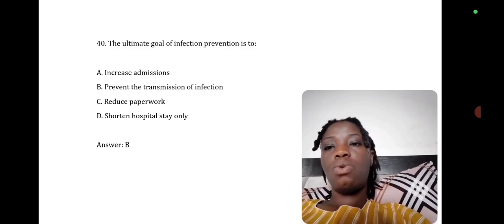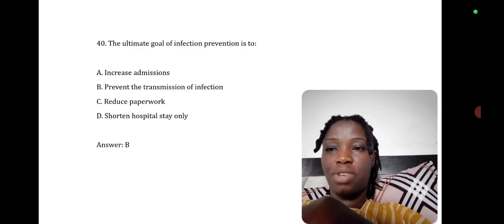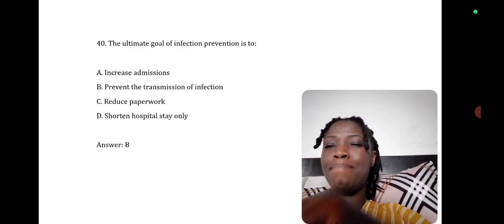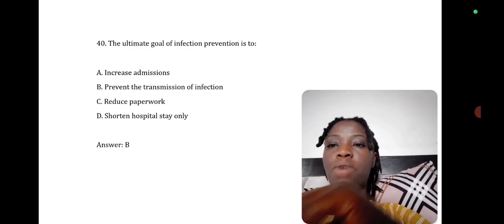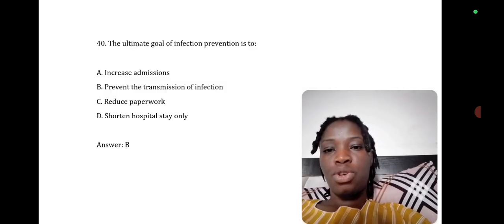Question 40. The ultimate goal of infection prevention is to reduce spread of infection, to protect the patient, etc. So your answer is B, to prevent the transmission of infection. That is the main and ultimate goal of infection prevention and control.